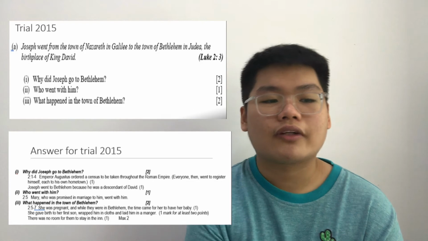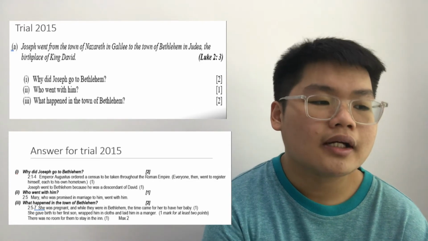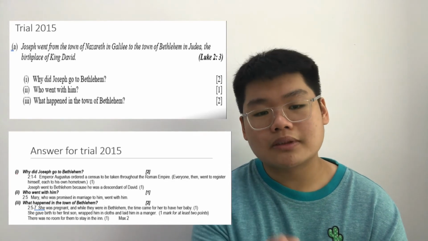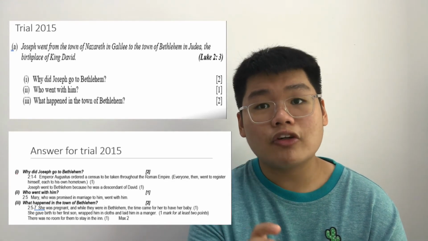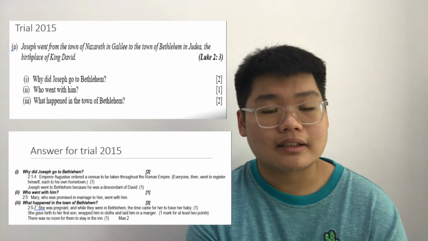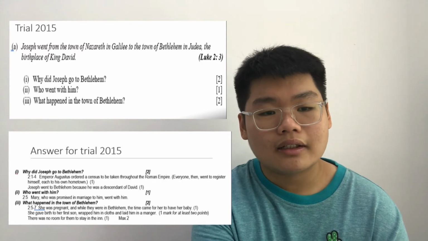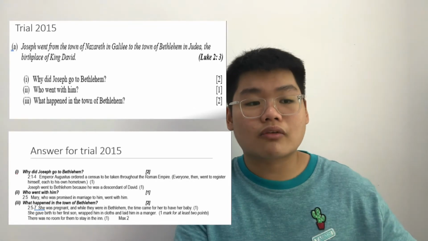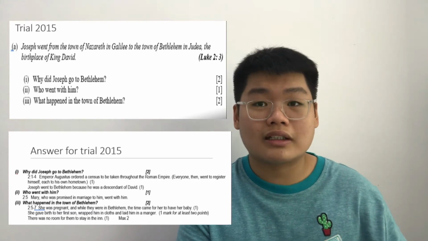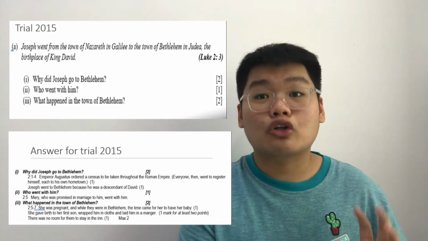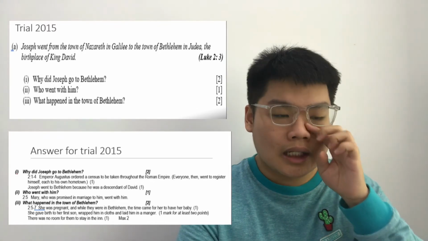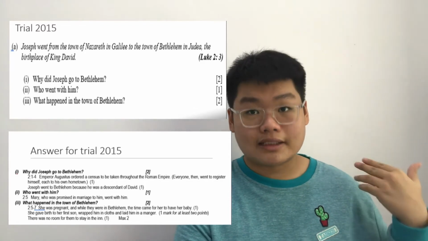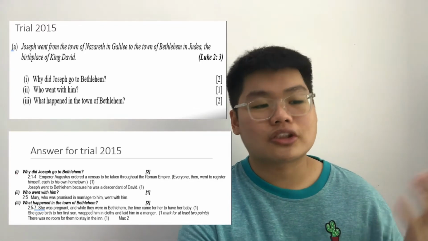Joseph went from the town of Nazareth in Galilee to the town of Bethlehem in Judea, the birthplace of King David. This is taken from Luke chapter 2, verse 3. Sometimes the Bible verse can give you some clues about where the incident is. For example, you can see that it is from Luke chapter 2. So from Luke chapter 2, you can roughly know that it is from the part where Jesus is born, most probably the part about Christmas. So this is the part of the birth of Jesus. And Joseph went from Nazareth to Bethlehem, which is the birthplace of King David.